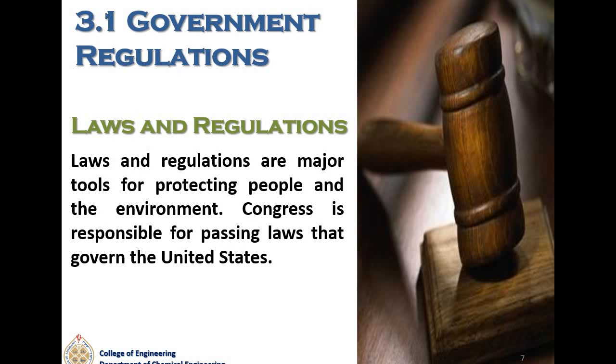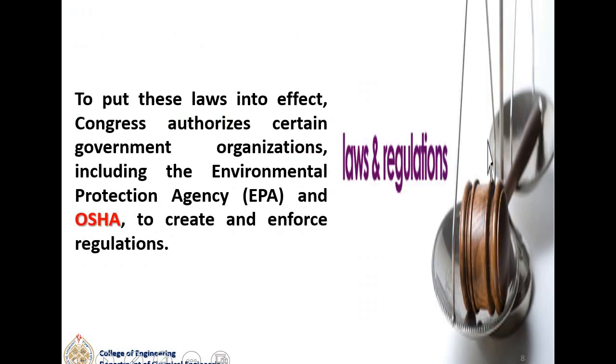So starting with the laws and regulations, definitely laws and regulations are the major tools, right? They are the major tools for protecting people and the environment. And in the US, Congress is responsible for passing the laws. Okay, where does Congress get that from? To put these laws into effect, Congress authorizes certain government organizations. Congress cannot do this job by itself. So who does it have? It has OSHA and it has the EPA. Okay, so I'm going to write them. It has OSHA and it has the EPA.